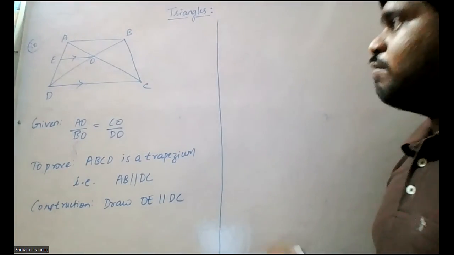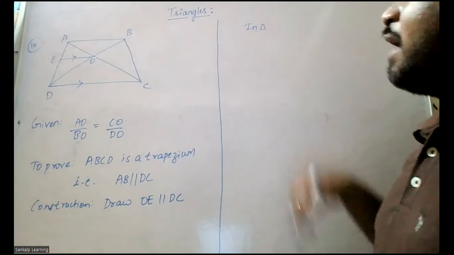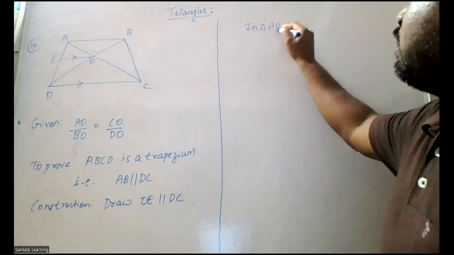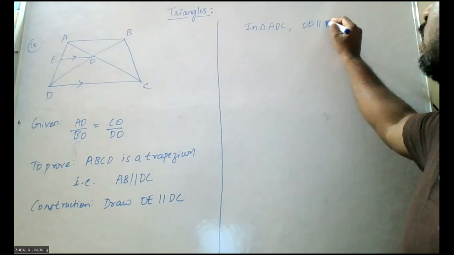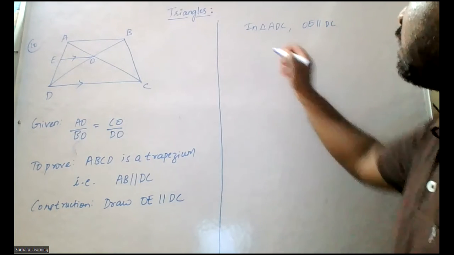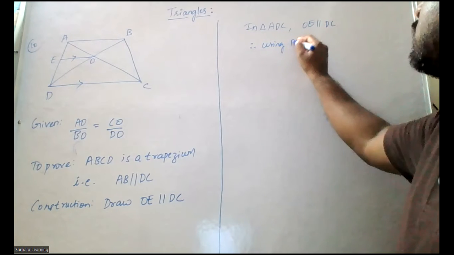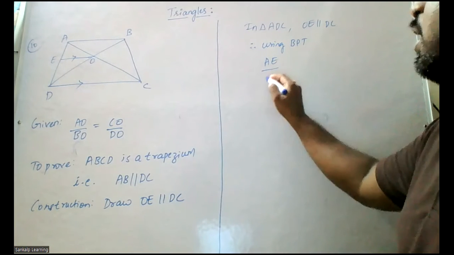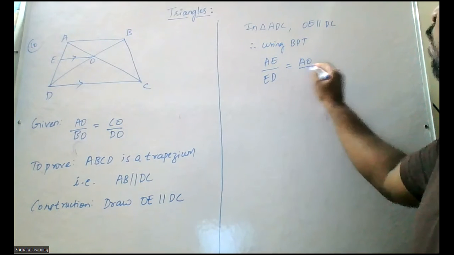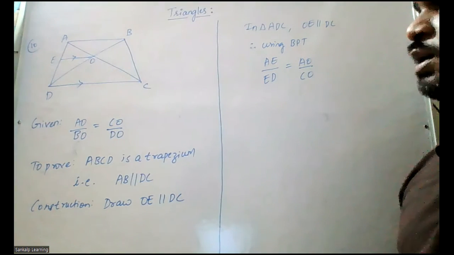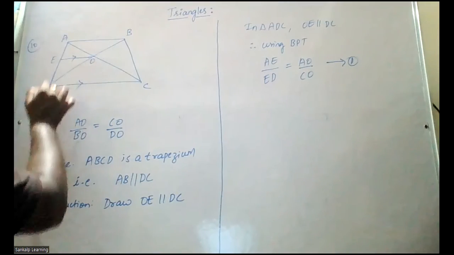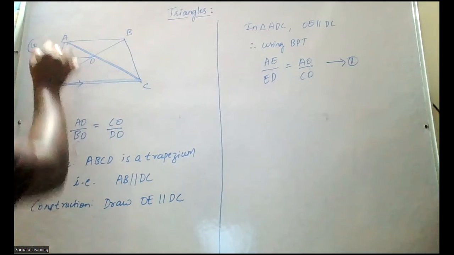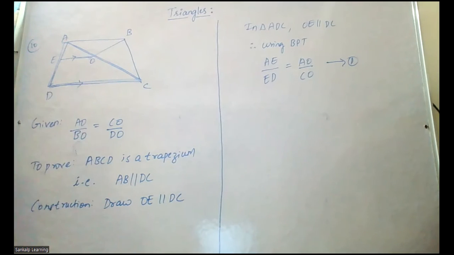Now, I'll take triangle ADC. In triangle ADC, OE is parallel to DC, isn't it? Therefore, using BPT, the same logic that we used, AE by ED is equal to AO by CO. Let's take this as equation 1. You have just taken this triangle ADC. This line is parallel to this side. Let me erase this so I can use BPT. I get AE by ED is equal to AO by OC.